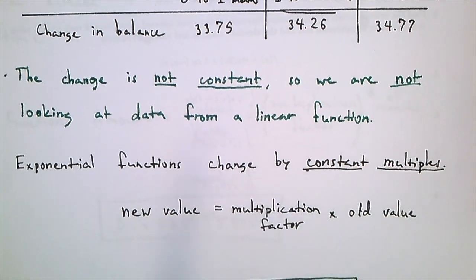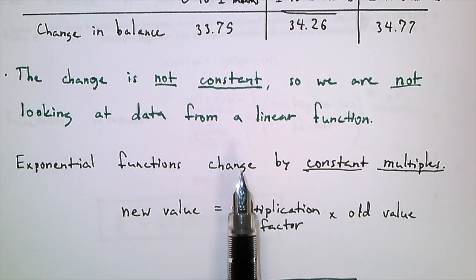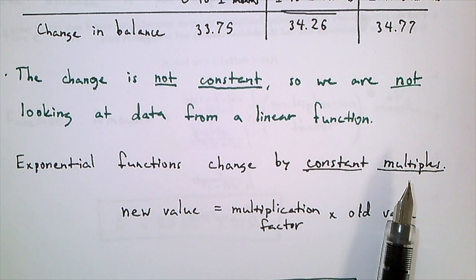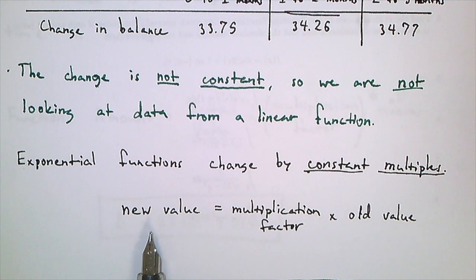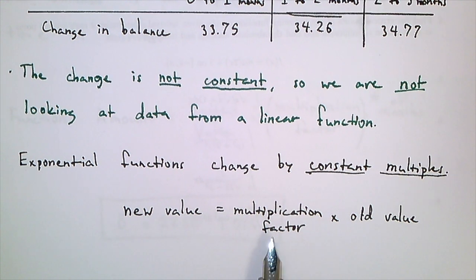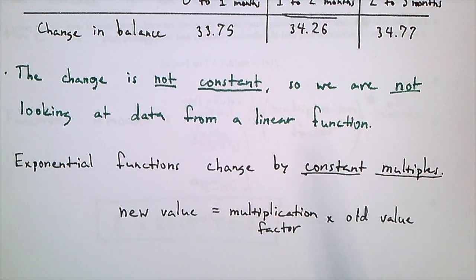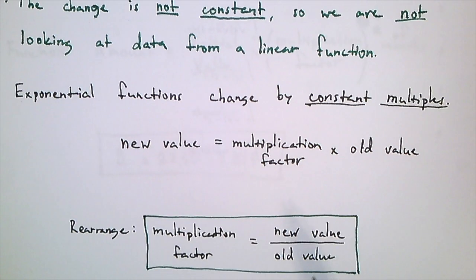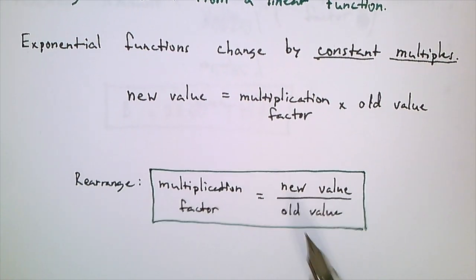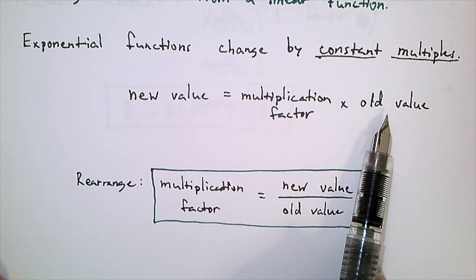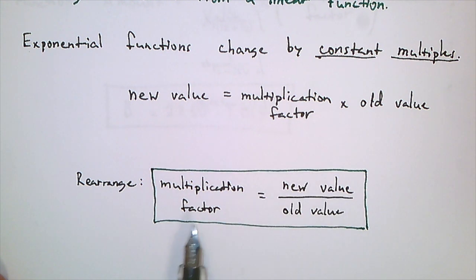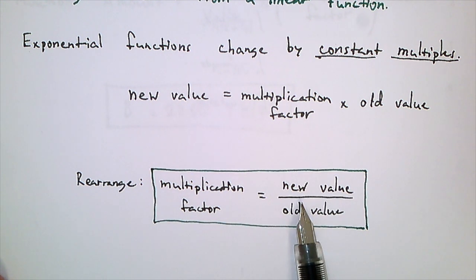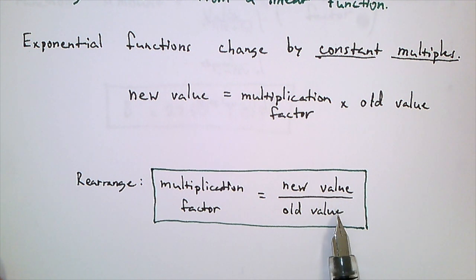The most important thing to remember about exponential functions is that they change by constant multiples instead of a constant amount. So that means that the new value, if you increase by 1, is equal to your multiplication factor times the old value. If we rearrange this expression and divide through on both sides by the old value, what I get is this new equation. The multiplication factor is equal to the new value divided by the old value.